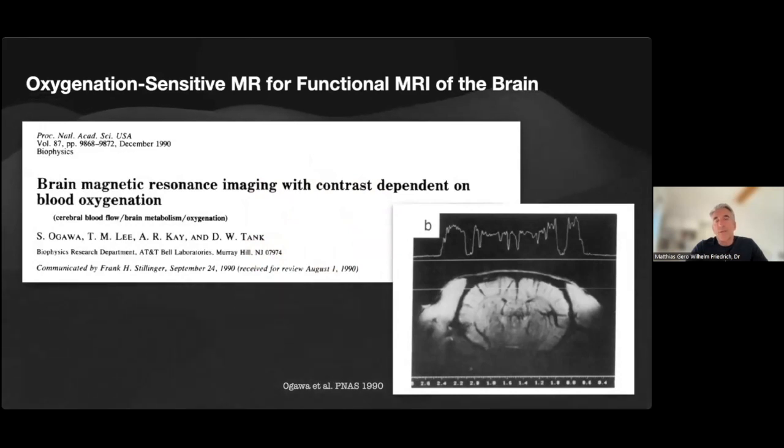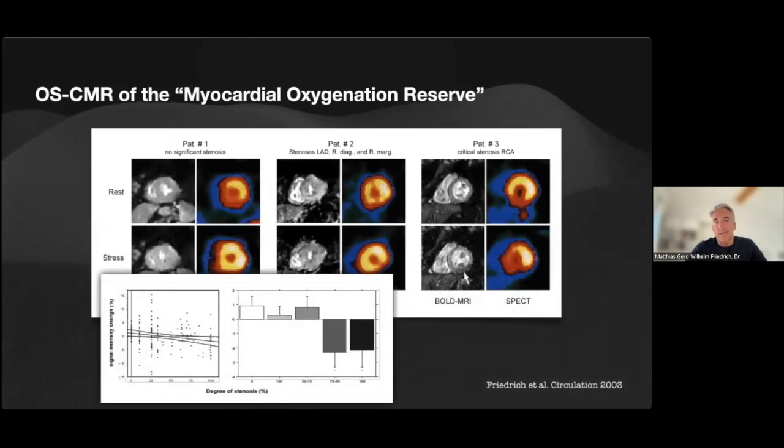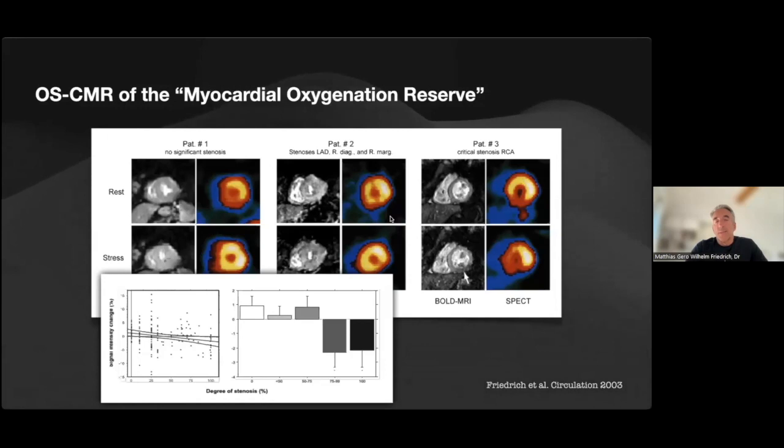It took a few years until we had the first clinical studies. So this is one where we could show that this effect can also be observed in the heart in patients with severe coronary artery stenosis when you give adenosine, because adenosine leads to vasodilation. But if you cannot vasodilate, then it does not happen. And in critically stenosed vessels, that means that with adenosine, with a mild increase of the cardiac output, you even have a deoxygenation. So we observed that, but the early technique that we used here was a gradient echo sequence with an EPI readout.